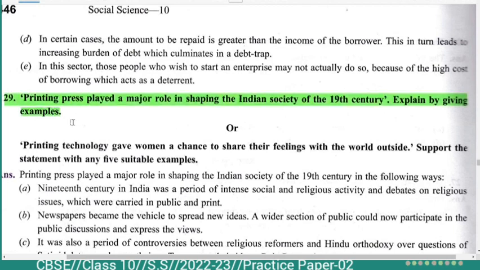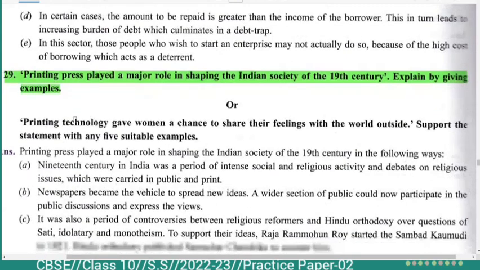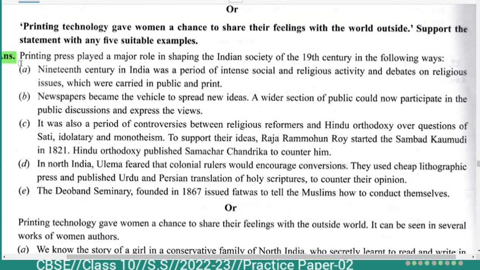Now question number 29. Printing press played a major role in shaping the Indian society of the 19th century. Explain by giving examples. Answer. Printing press played a major role in shaping the Indian society of the 19th century in the following ways.